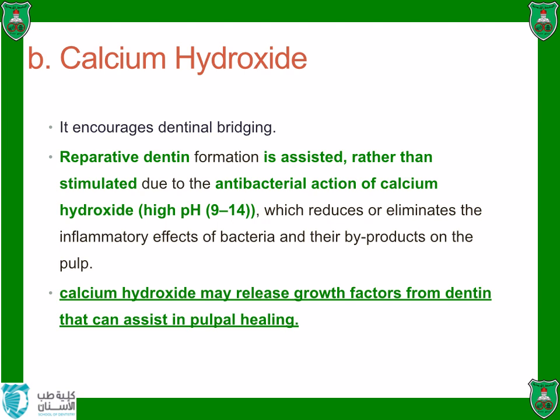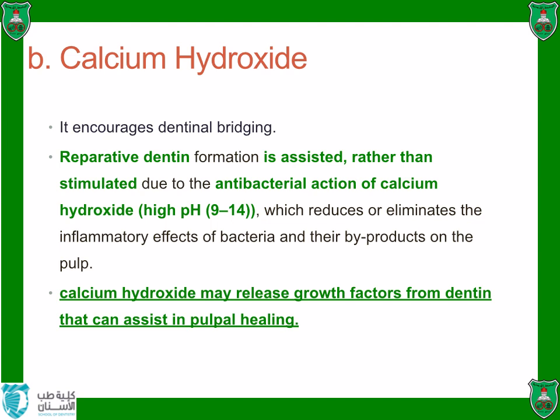and usually reparative dentine formation is assisted rather than stimulated. It assists the reparative dentine formation because of its antibacterial action, because of high pH. This high pH will reduce or eliminate the inflammatory effect of bacteria and their byproducts on the pulp and encourage the reparative dentine formation. Also, they might release some growth factors from dentine, and this will assist in pulp healing. That's why if you have a pulp exposure in a clean, non-symptomatic cavity, it's good to use calcium hydroxide as a direct pulp capping material.